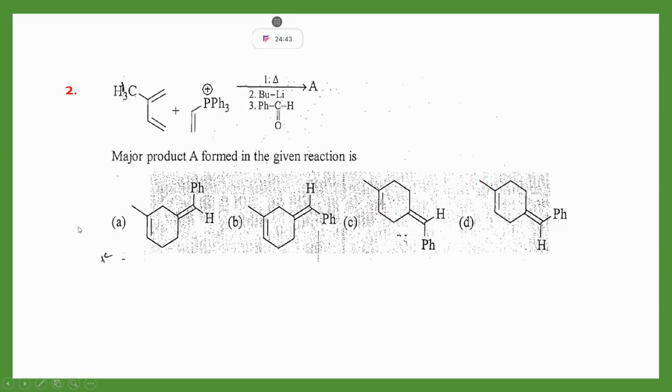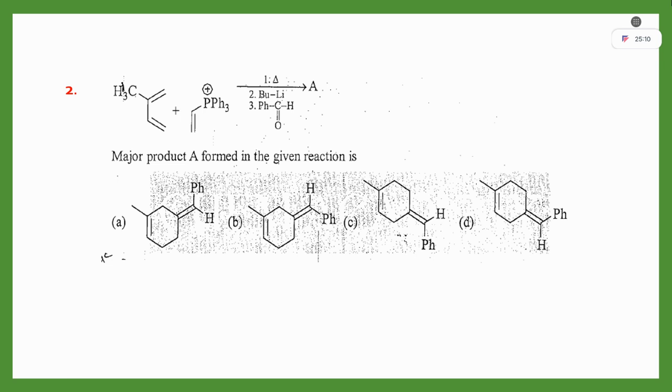Okay. Let's move ahead. Try to solve this question. This is another example of your Diels-Alder reaction and tell me among these four options which is most appropriate. In first case, heating is given. Second, butyl lithium followed by aldehyde. Just try to figure out how will you solve this question.